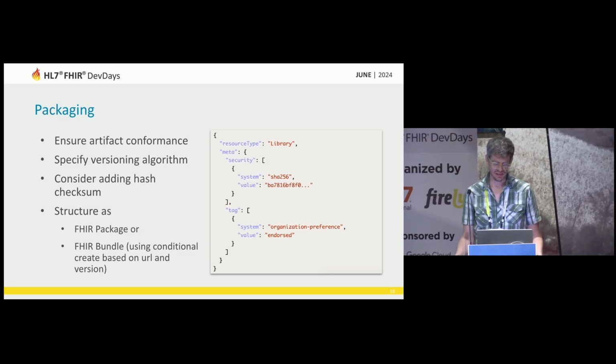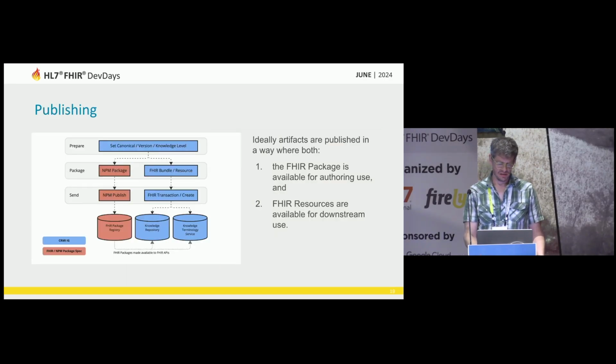We also have this idea of considering a meta tag for creating a SHA hash, so that consumers that download the resources can verify the integrity. And then as we package up, it can be as a FHIR package or maybe as a FHIR bundle using conditional create semantics. I talked about this already. So publishing, you could publish both using a FHIR API or using the FHIR package API.